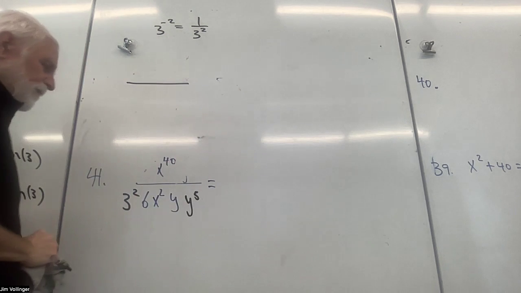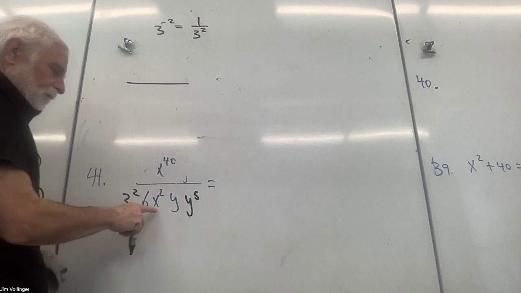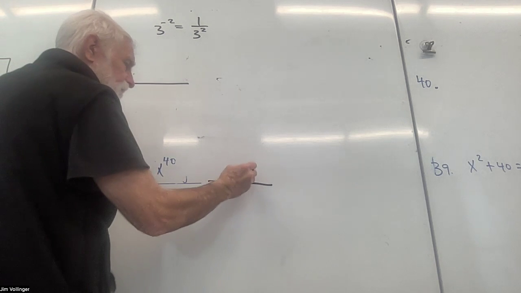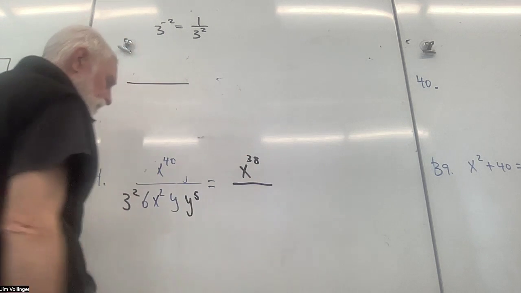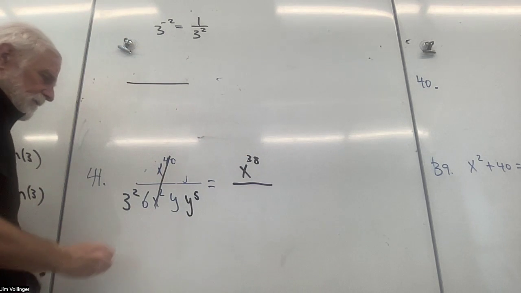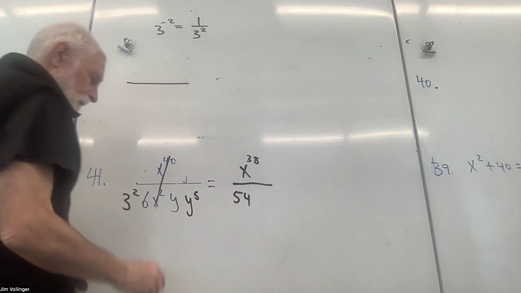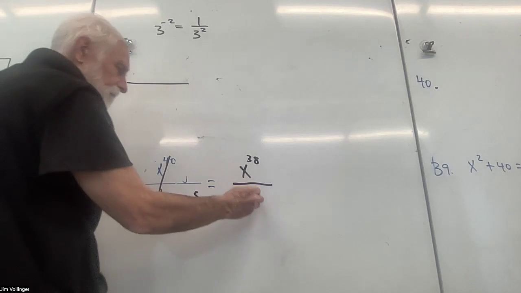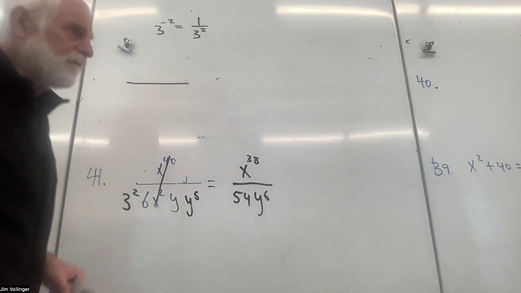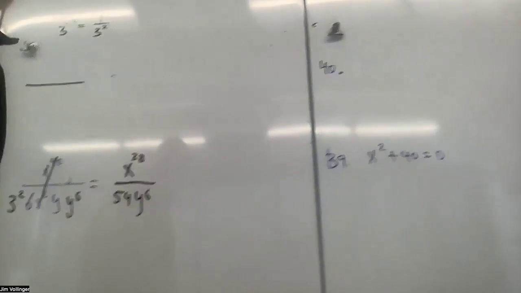Okay, I'm ready to do this now. I've got x to the 40th over x squared. I see 38 more factors in the numerator. That takes care of the x's. I got 9 times 6, which is 54. And I've got y to the 6th. And just some mechanical problems that hopefully don't take too long.